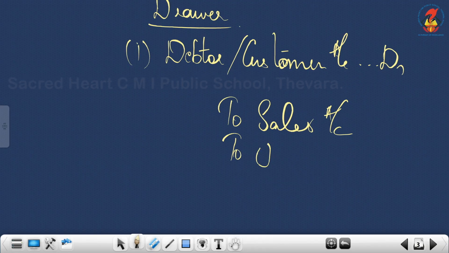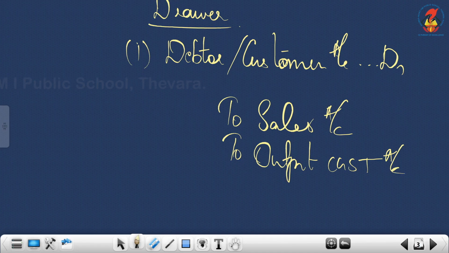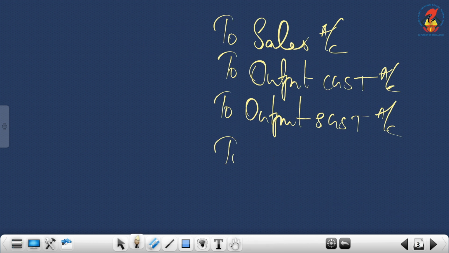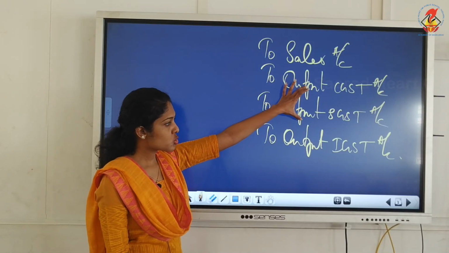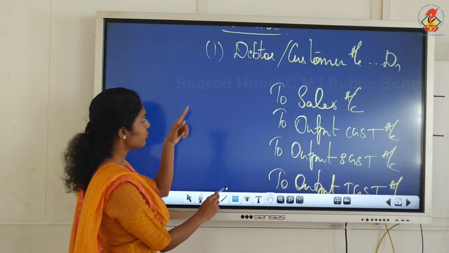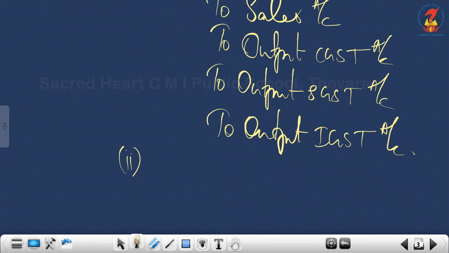Then if there is GST, we have to charge output GST since it is sales. When you sell something, it is output GST you have to charge. If it is within the state, you charge both output CGST and SGST, or outside the state you will charge output IGST. You will not write all three together, that you also know. Either these two or output IGST only. Okay. So this is what we have to record first in the books of drawer, that means when A Limited sells goods.